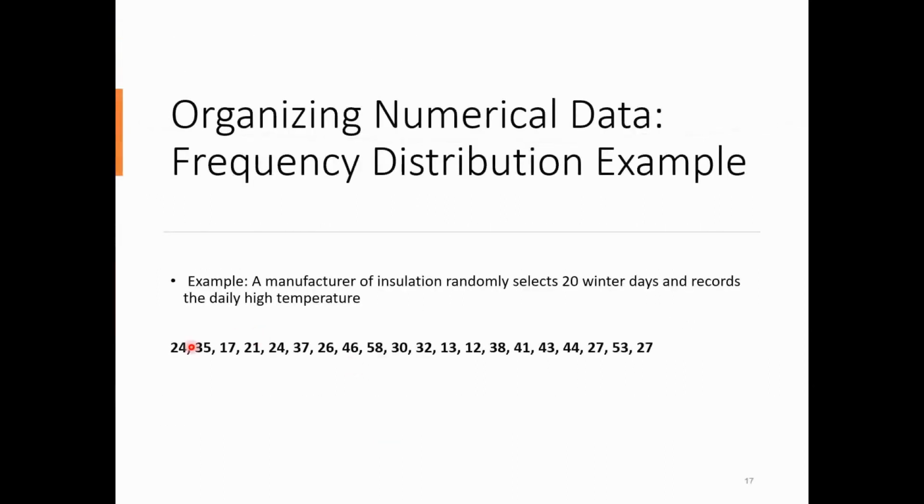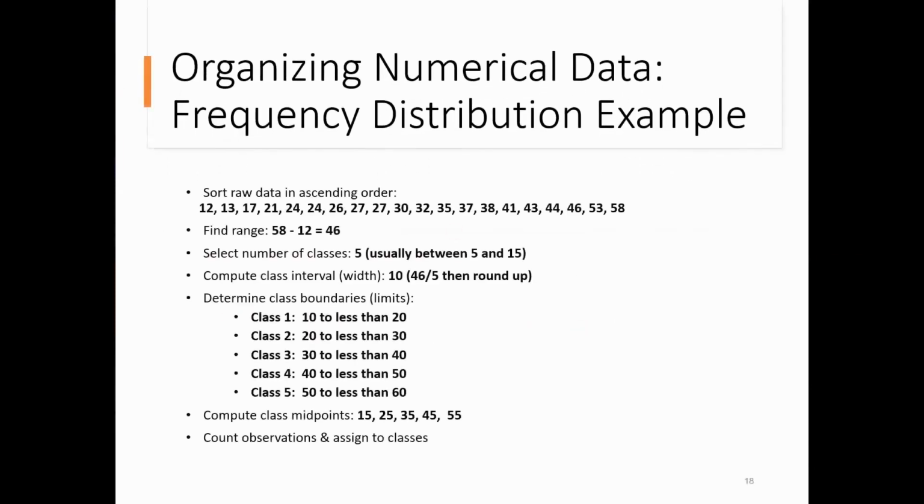Let's have a look at an example. So you're given some data. A manufacturer of insulation randomly selects 20 winter days and records the daily high temperature. Right. So you first sort your data in ascending order from the smallest to the largest. Right? Why do we do that? Because that helps us to calculate the range. Okay, so 46 is the range.